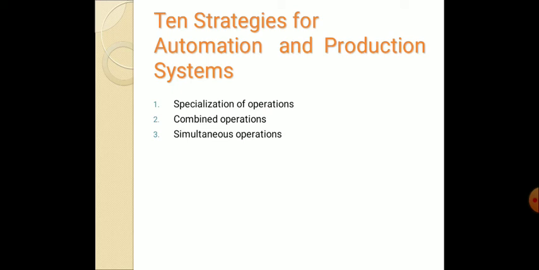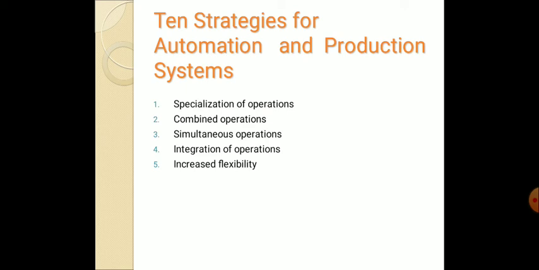In effect, two or more processing operations are being performed simultaneously on the same work part, thus reducing the total processing times. Integration of operations. Integration means combining two or more operations. So in this strategy, they link several workstations together in a single integrated mechanism, using automated work handling devices to transfer parts between the stations.